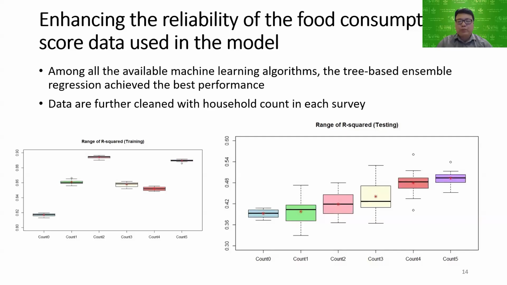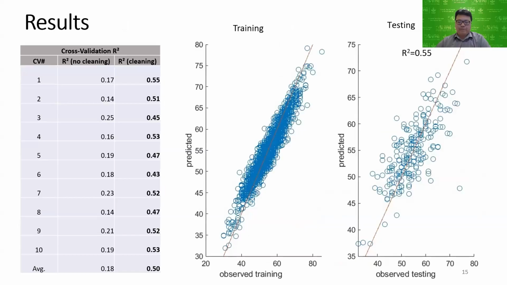So this is the data cleaning we are doing. We remove the village tracts that only received one or two phone calls. Here is the result, as you can see on the left. Once we put a lot of thought into the data and cleaned the data set, the model performed much better than previously.